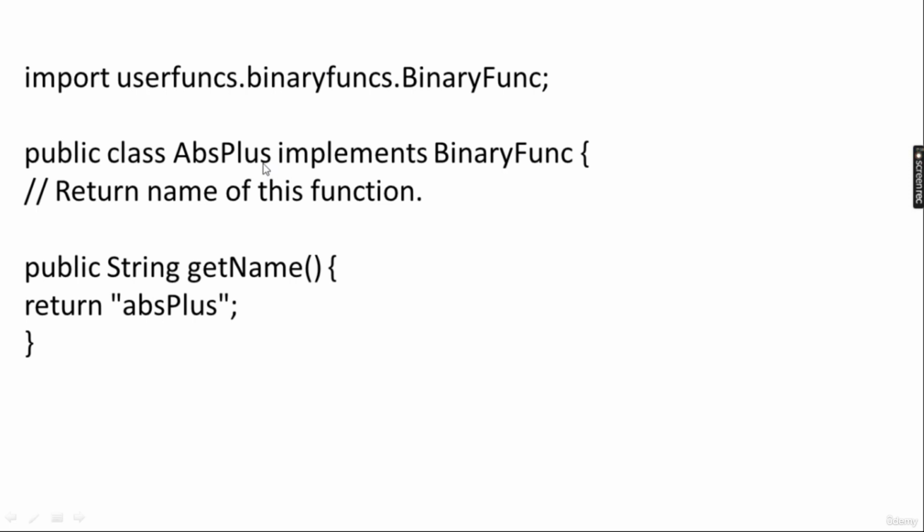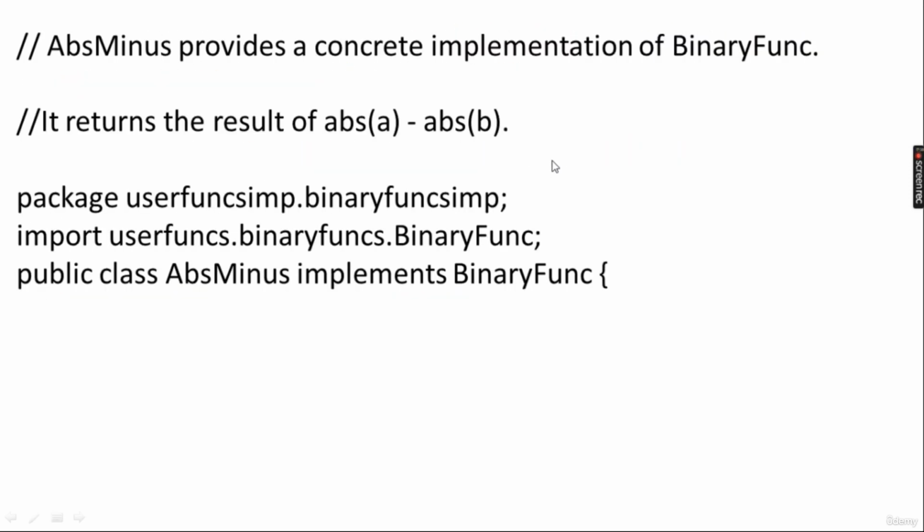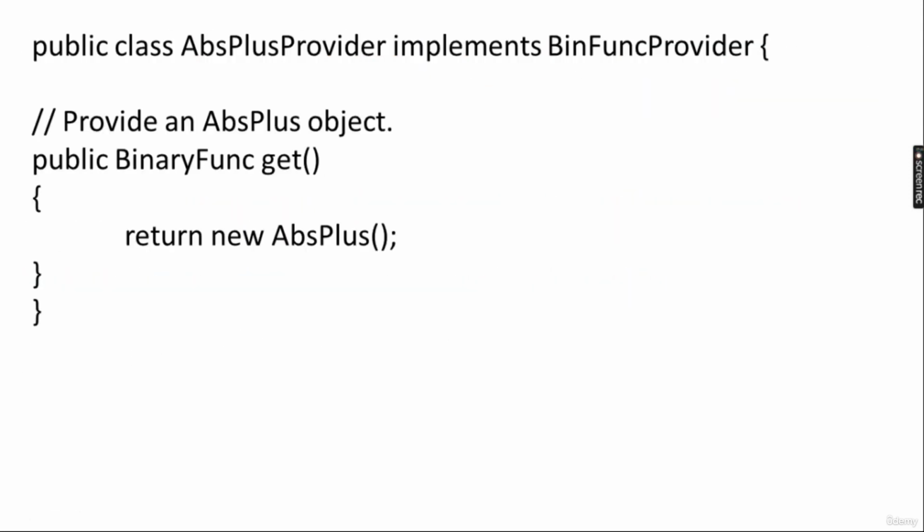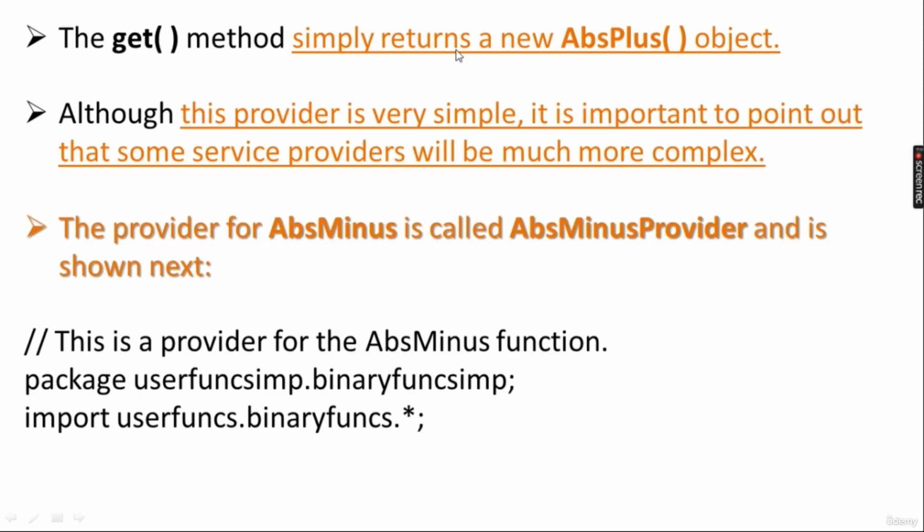So in this case, AbsPlus is implementing this BinaryFunction interface, and AbsMinus is also implementing the BinaryFunction interface. So if we are implementing this BinaryFunctionProvider, AbsPlusProvider implements BinaryFunctionProvider, and this get will give you the object of AbsPlus. The get method simply returns the new AbsPlus object. This provider is very simple. Some service providers will be much more complex. So if you understand the basics of service providers, you will understand the complexity also.